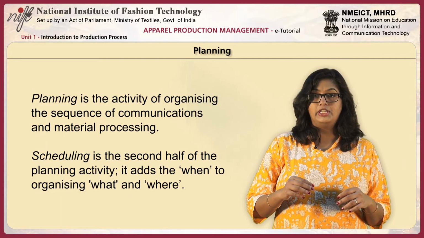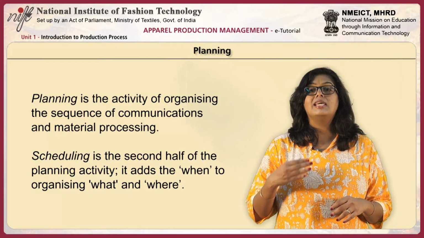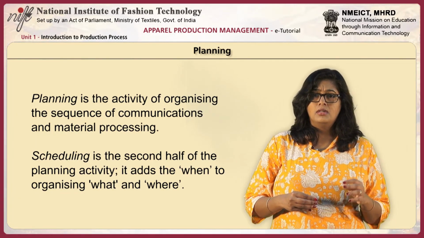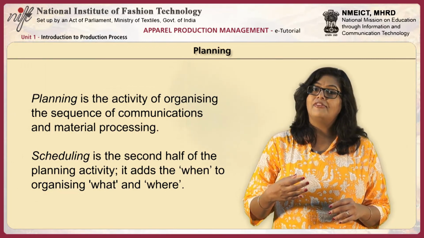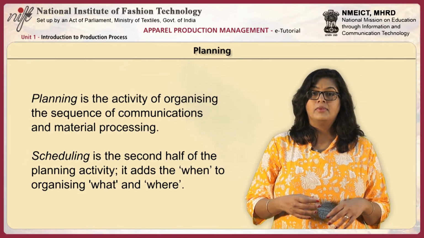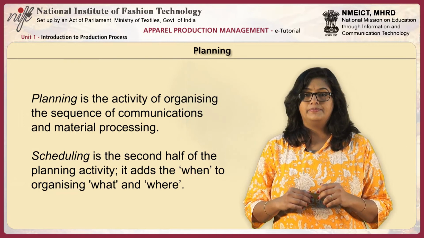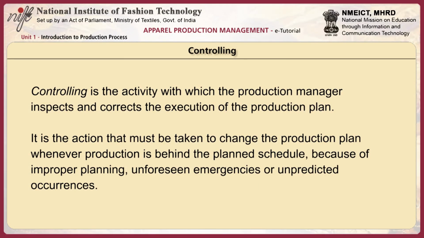Planning is the activity of organizing the sequence of communications and material processing. Scheduling is the second half of the planning activities. It adds the when to organizing, what and where. The final part of production control being controlling. Controlling is the activity with which the production manager inspects and corrects the execution of the production plan.